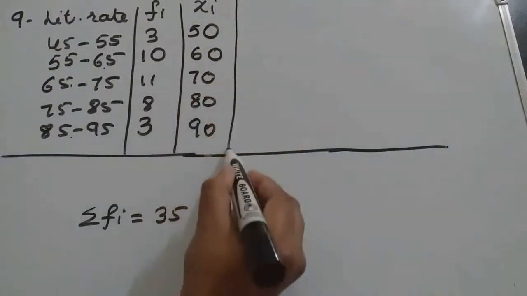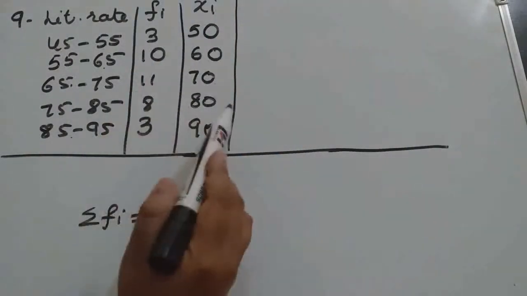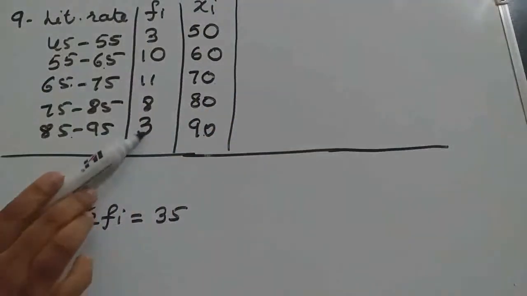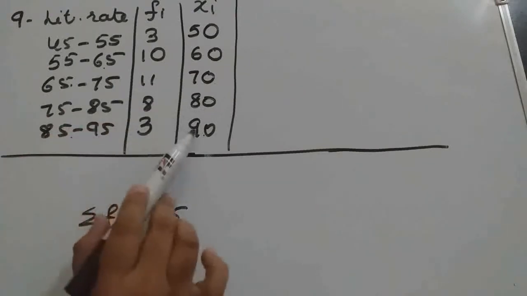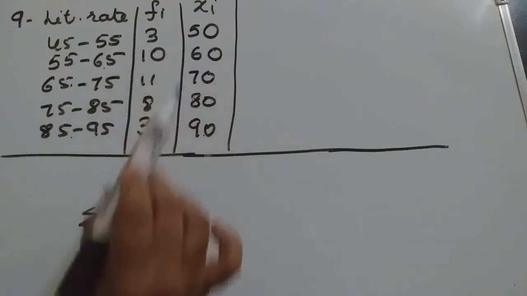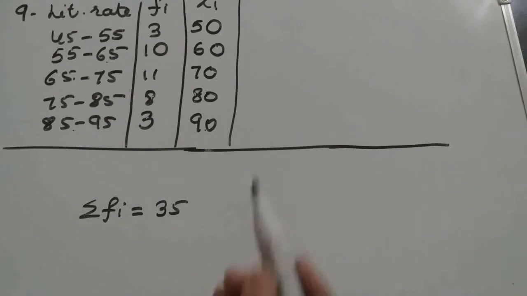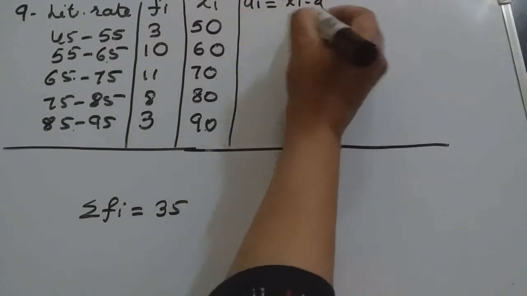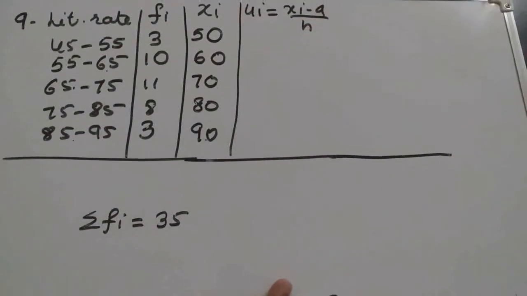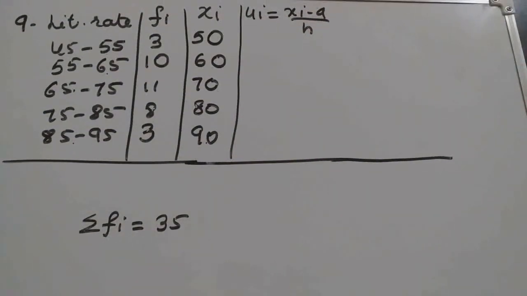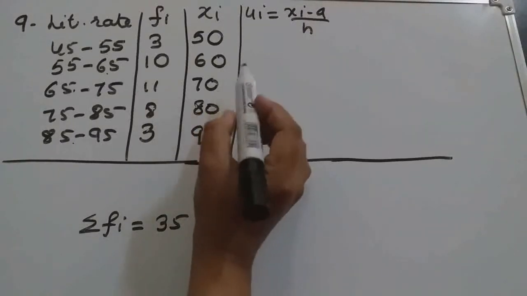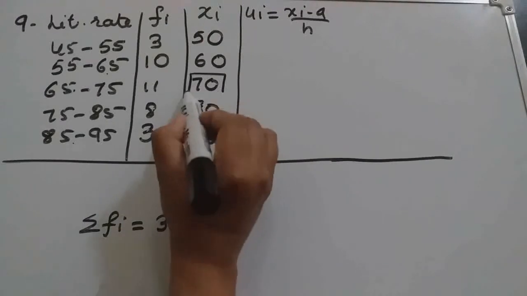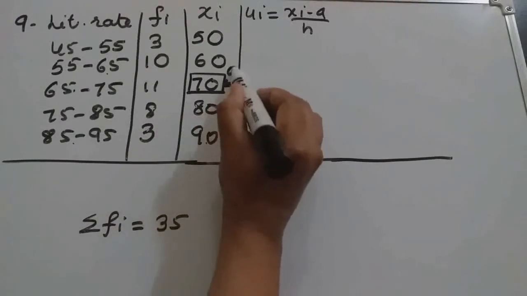Now since Fi and Xi are very large values, after multiplication, here 3 is there, 8 is there, but after multiplication this will give larger values. So we can use the step deviation method here: Xi minus A by H. For this we should first assume A. So what can be A here? Since 5 observations are there, the third value we can suppose as A.